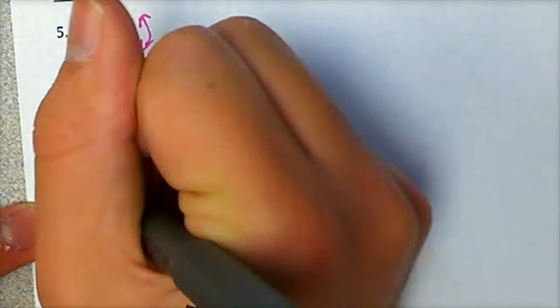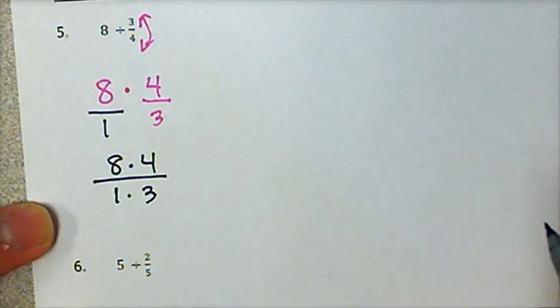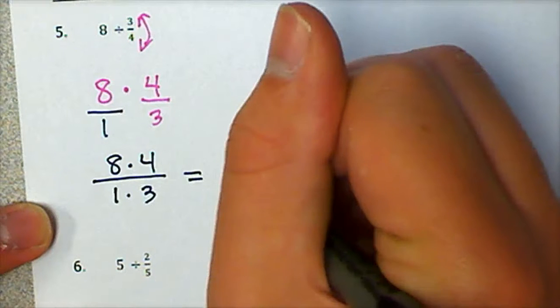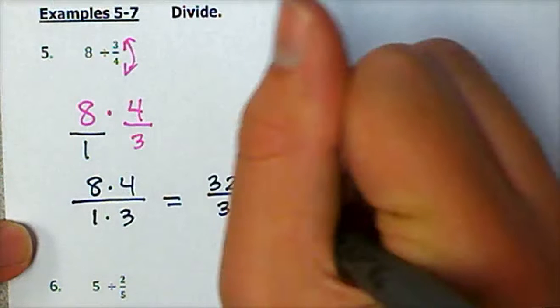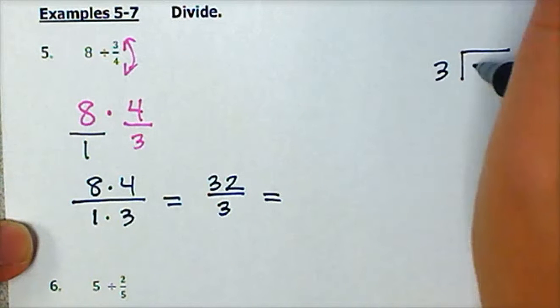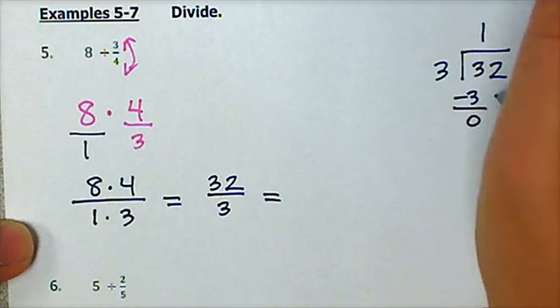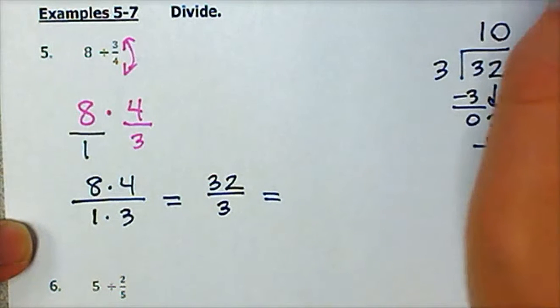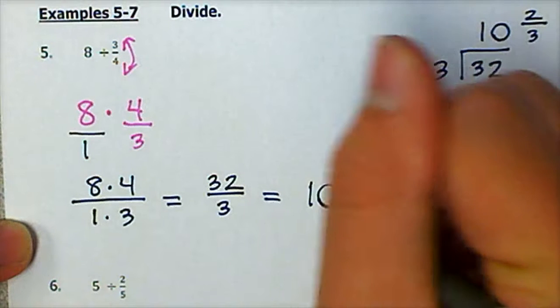Remember, when we're multiplying, we multiply straight across the numerators, 8 times 4, and then the denominators, 1 times 3. We look for opportunities to cancel, which for this problem we have none. So we get the answer of 32/3, which is improper. So to change this to a mixed number, we need to take 3 into 32. 3 will go into 3 one time. 3 will go into 2 0 times. And so you get a remainder of 2. So this would be 10 2/3 for our answer.